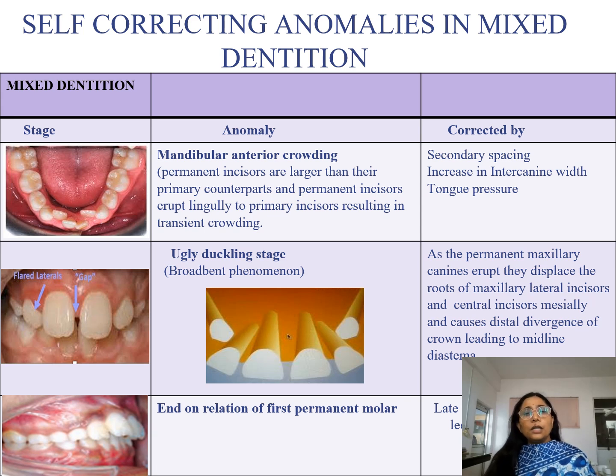What is the ugly duckling stage? This is also known as the Broadbent phenomenon. As the permanent maxillary canines erupt, they displace the roots of the maxillary lateral incisor and central incisor mesially and cause distal divergence of the crowns, leading to midline diastema. And this condition is corrected with the eruption of maxillary permanent canines. The end-on relationship of the first permanent molar is corrected by utilizing the leeway space by late mesial shift.